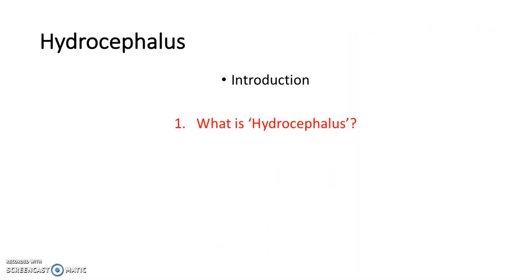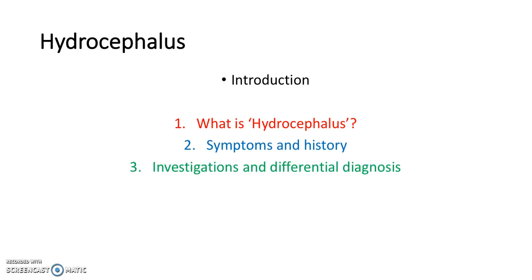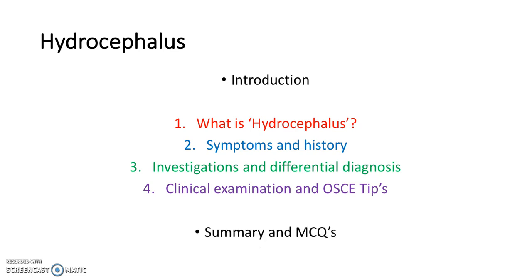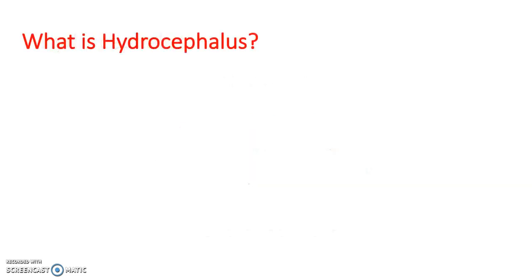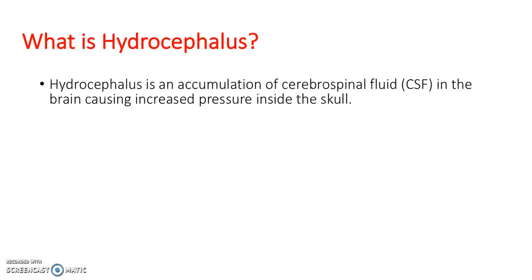So we're going to go through what is hydrocephalus, some of the symptoms and history, investigations and differentials, clinical examination, and a few questions at the end. So what is hydrocephalus? It's an accumulation of CSF in the brain which causes increased pressure inside the skull.